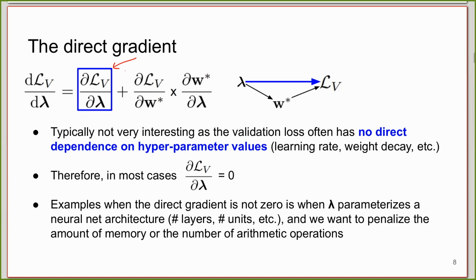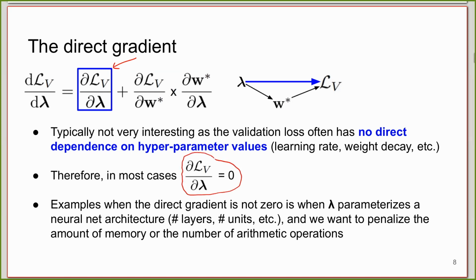Typically, this term is very simple, and in most cases the validation loss is not going to depend on hyperparameters. Imagine that you want to tune optimizer hyperparameters like learning rates, momentum, and so on. The optimal weights will depend on them. But once you have the optimal weights, W star, the validation loss doesn't depend in any way on those parameters. The same happens with weight decay. The weight decay regularization doesn't appear in your validation loss. So most of the time, this gradient is 0, and it means that you can ignore it, and that's great.